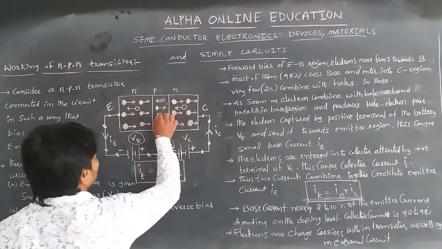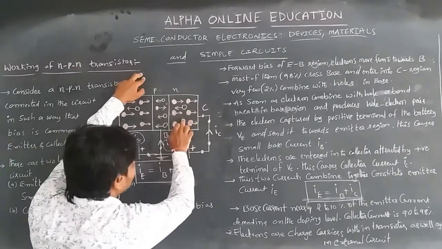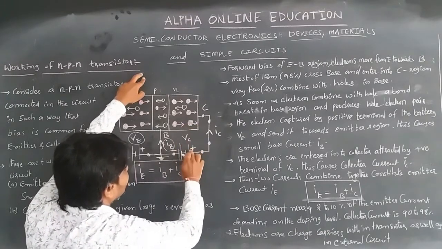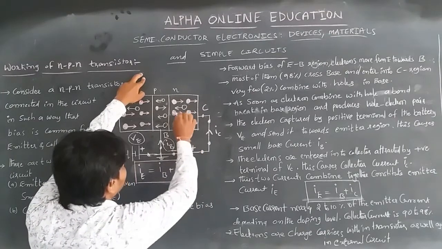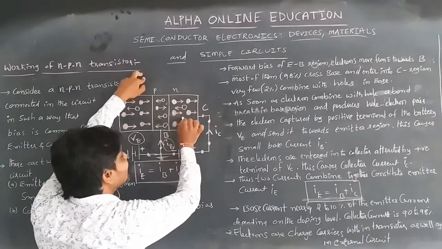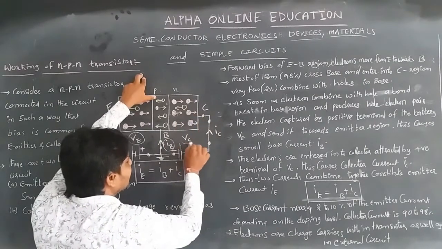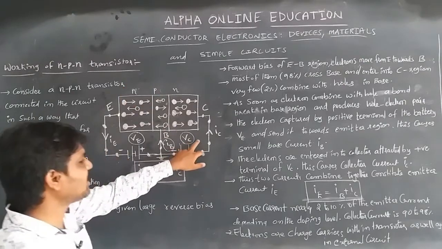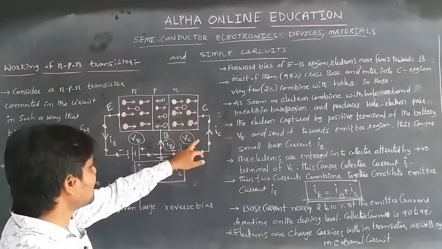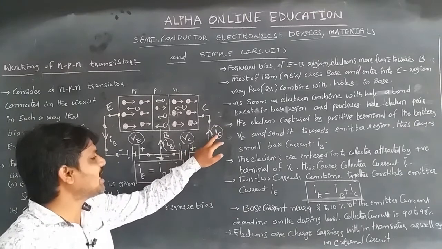When most of the remaining electrons enter the collector, they are attracted by the positive terminal of the battery VC, since the electrons are negatively charged particles and this is the positive terminal. So the entered electrons are attracted by the positive terminal of the battery VC, and that constitutes the collector current. This causes the collector current IC.